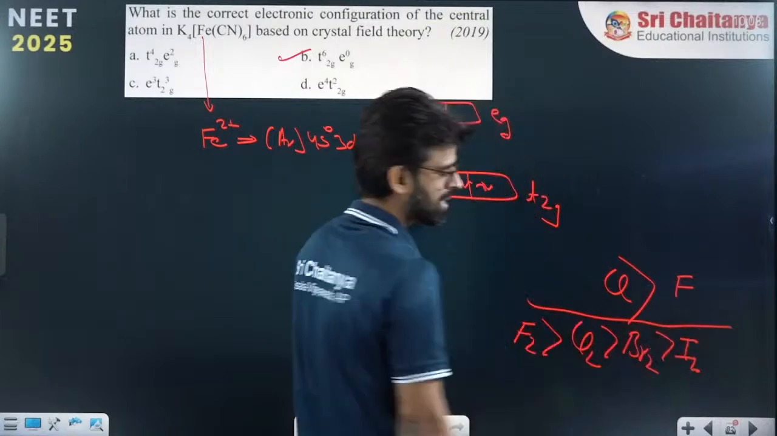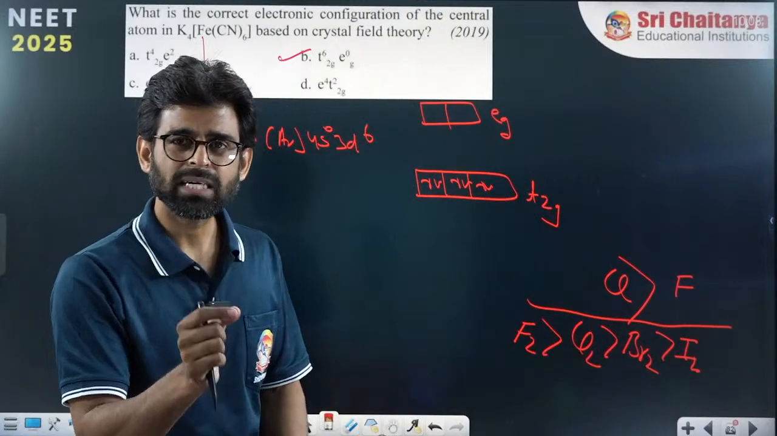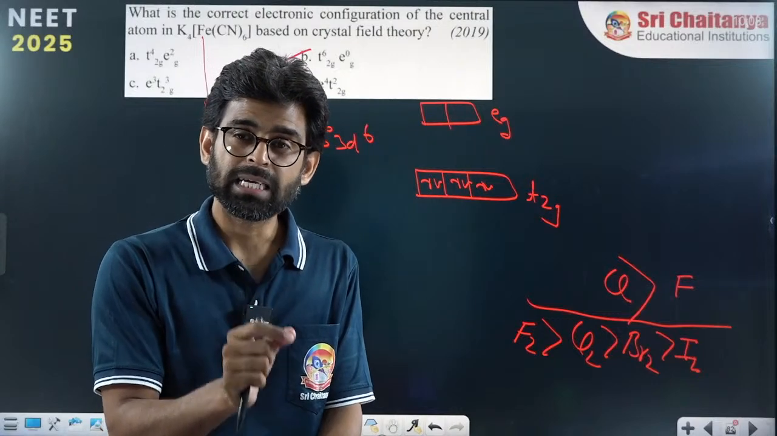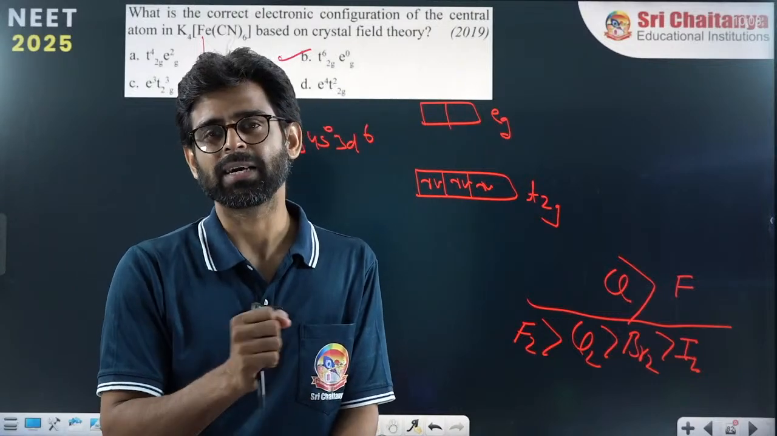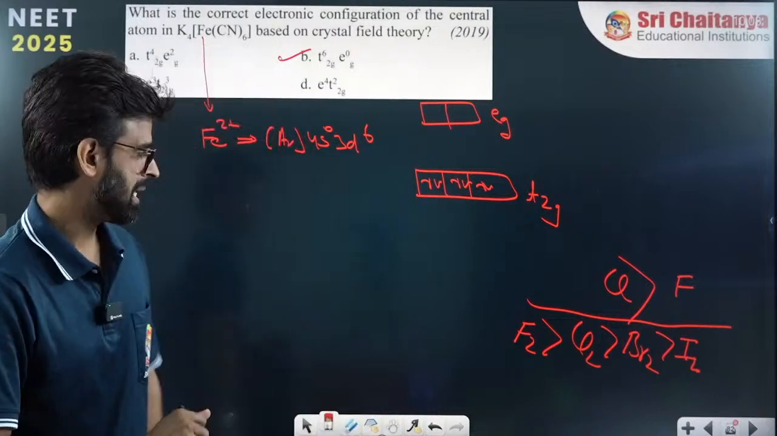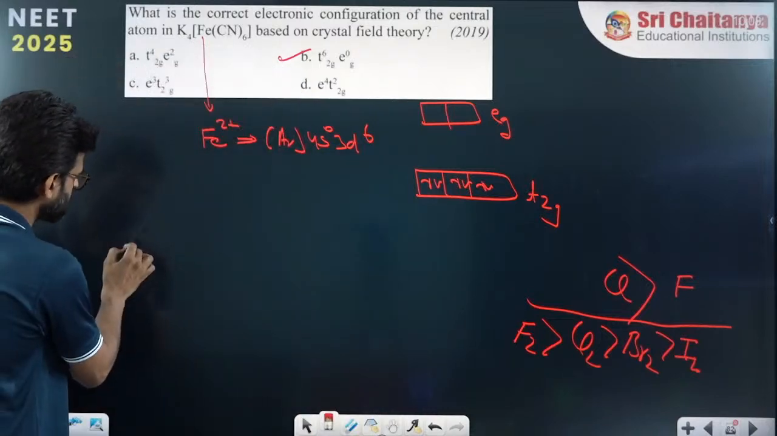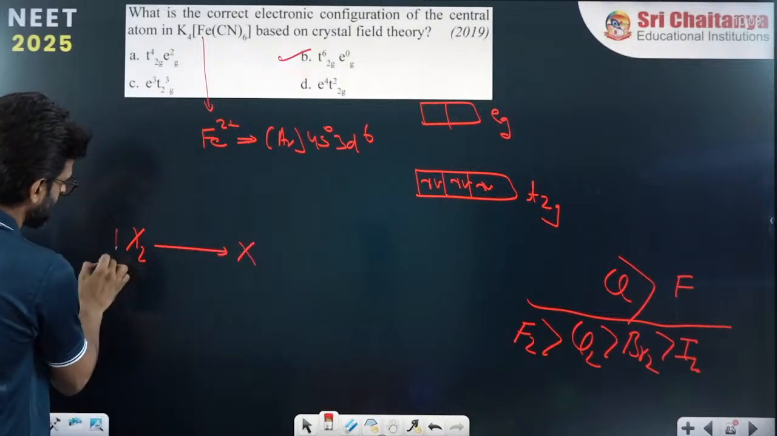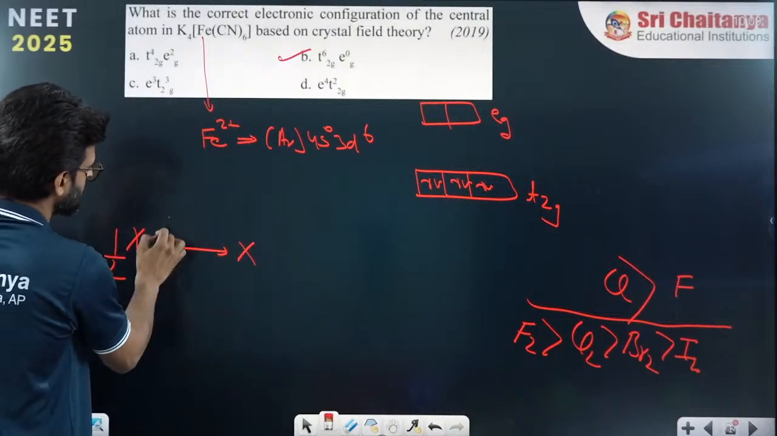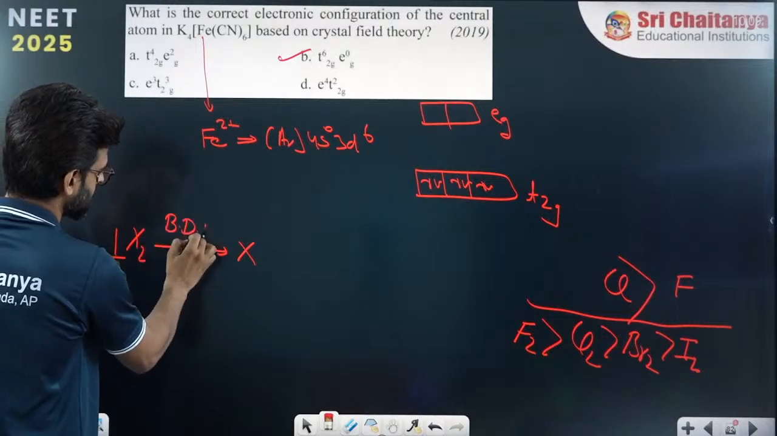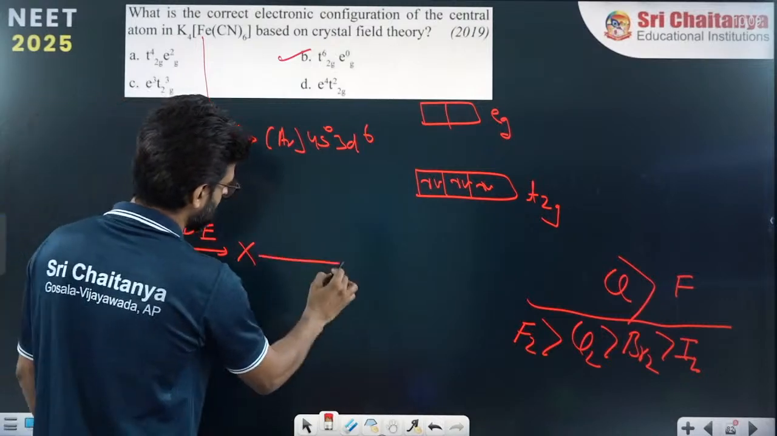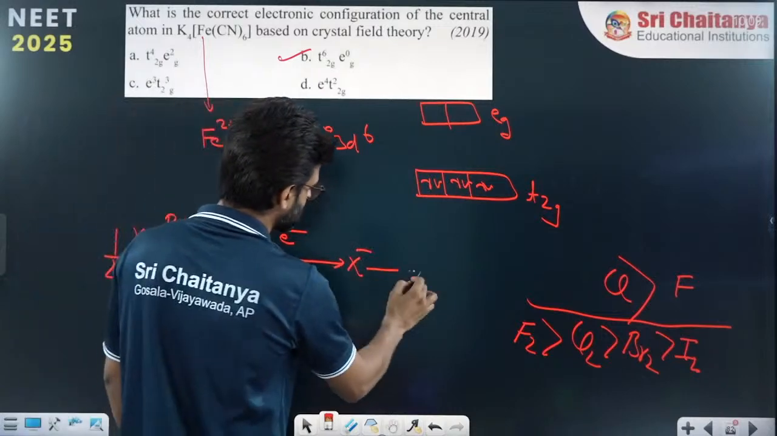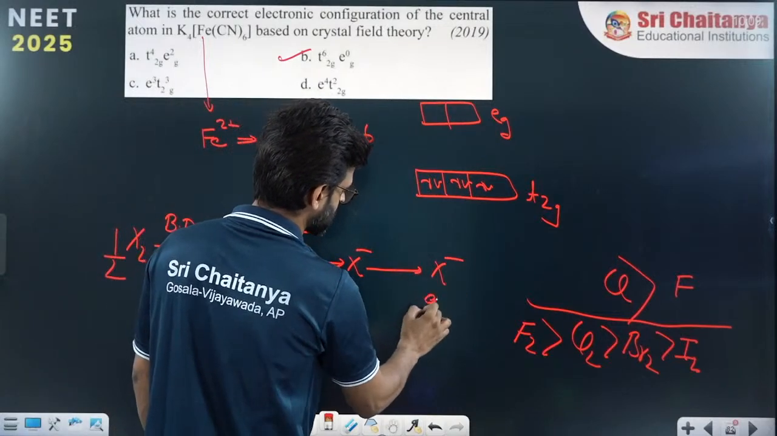So remember, only electron gain enthalpy does not decide the oxidizing or reducing nature. There are many factors, beta. First of all, you break the X2. You have X2, you will break it, you need bond dissociation energy. Then this X will take an electron to become X negative. The X negative jumps in water to become X negative aqueous.